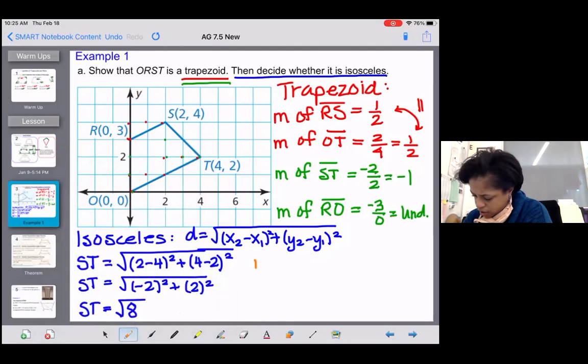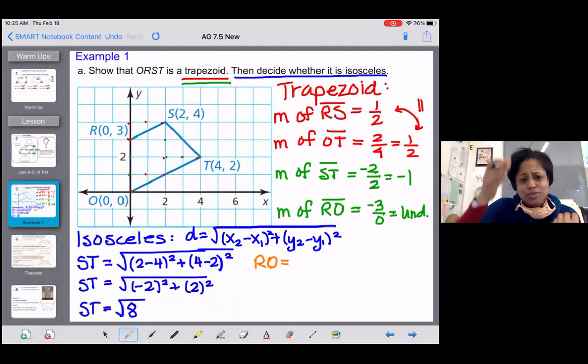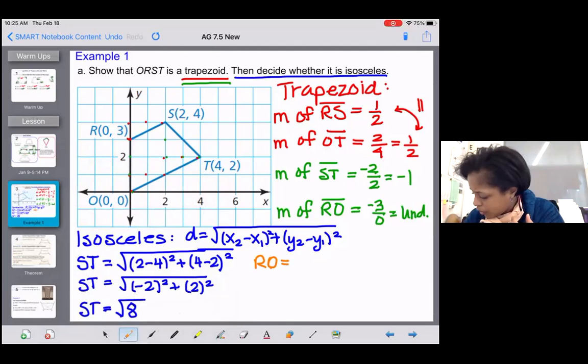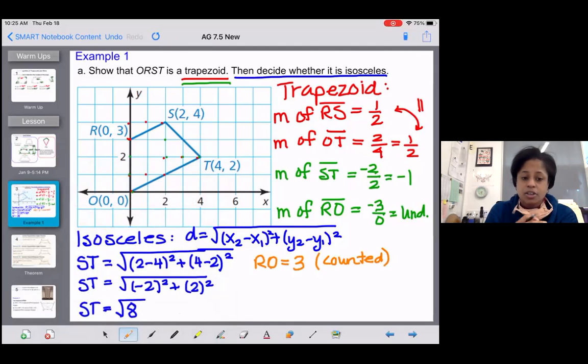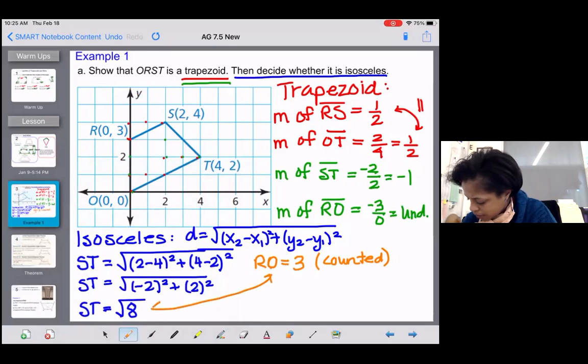All right, now RO. If I want to, I can use the same formula, or since this is right on the line, I could just count. RO equals 3. I just counted. Again, if I wanted to use the distance formula there, I could. So ST is the square root of 8, which is not 3, and RO is exactly 3, which means these two are not congruent. Therefore, ORST is not isosceles.